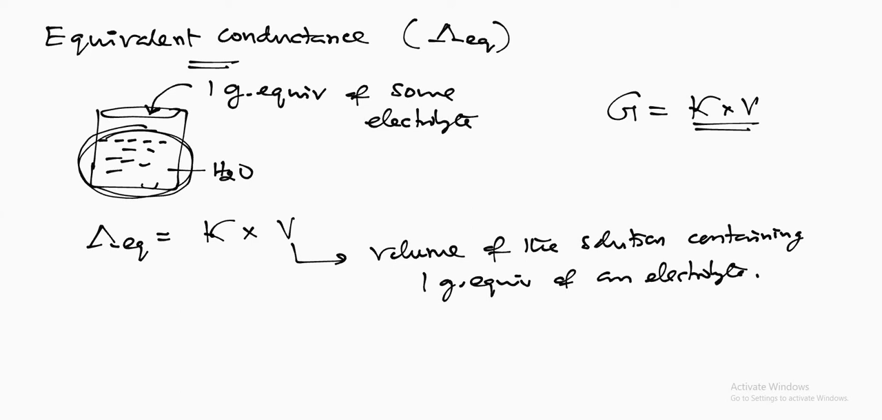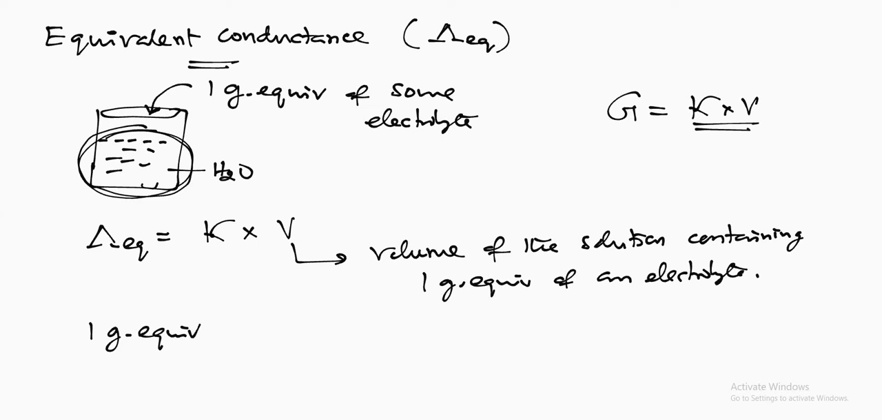Right? What is kappa? Kappa is the conductance offered by 1 cubic unit volume of solution, right? If you want total conductance, just multiply that with the volume of the total solution, right? Now, students, observe carefully. Here, what is meant by 1 gram equivalent?